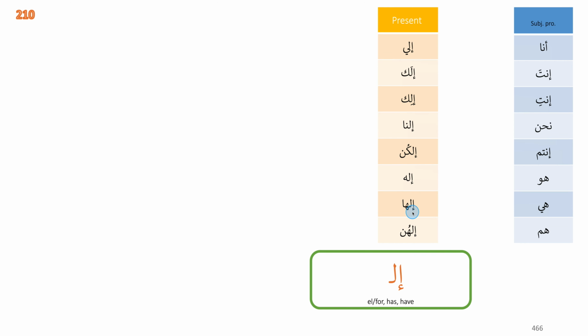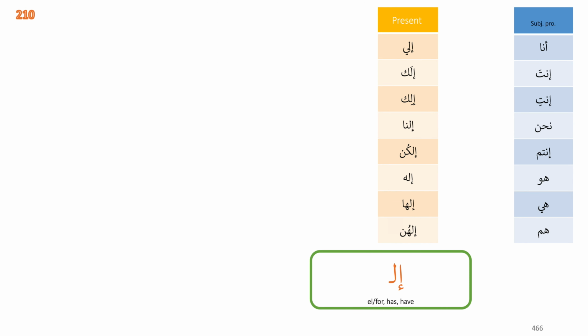Hiya, ila: she has. Hinna, ilon: they have. Ili, ilak, ilek, ilna, ilkon, ilo, ila, ilon. And the meanings: I have, you have masculine, you have feminine, we have, you have group of people, he has, she has, and they have.